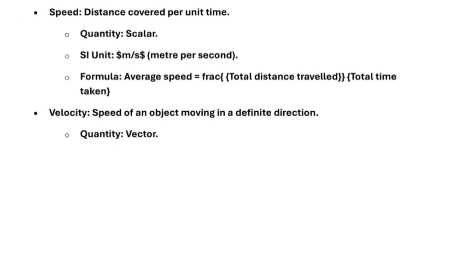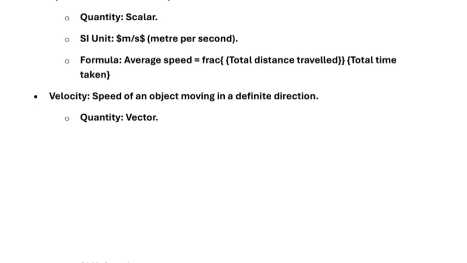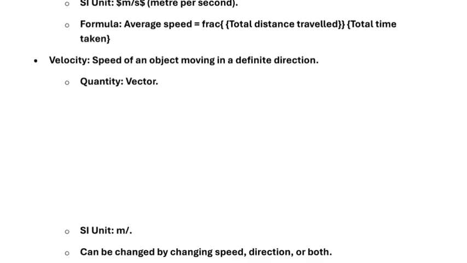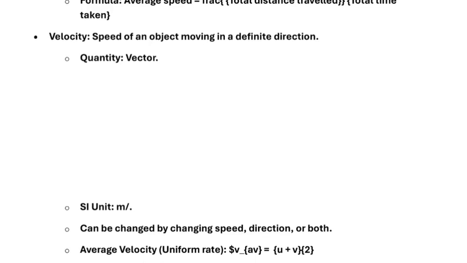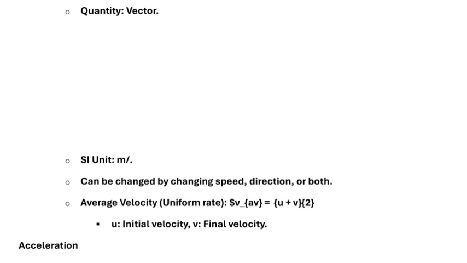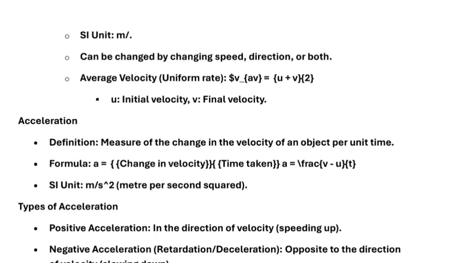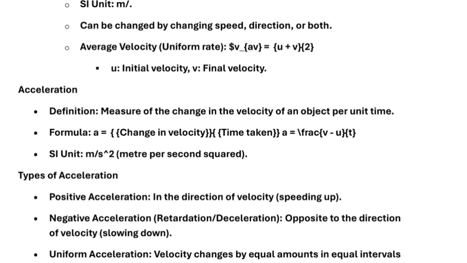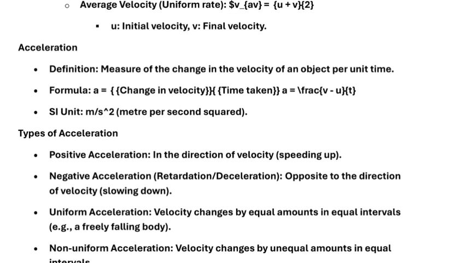Quantity: scalar. SI unit: m/s, meter per second. Formula: average speed equals total distance traveled divided by total time taken. Velocity: speed of an object moving in a definite direction. Quantity: vector. SI unit: m/s. It can be changed by changing speed, direction, or both. Average velocity, uniform rate: v_av equals (u plus v)/2, where u is initial velocity and v is final velocity.